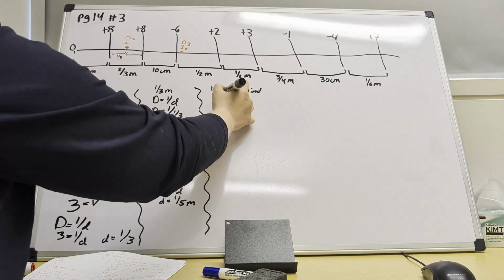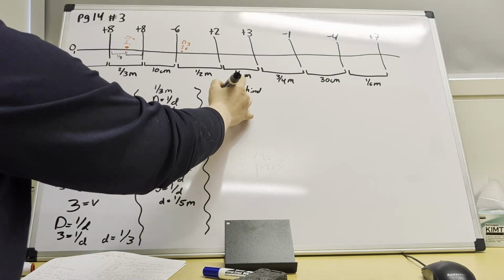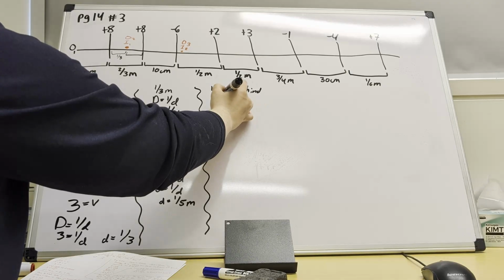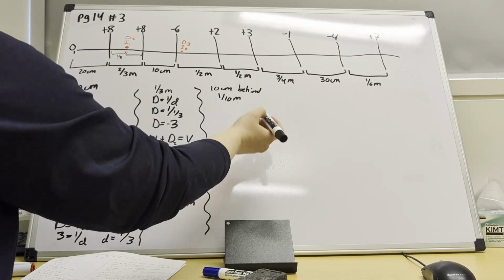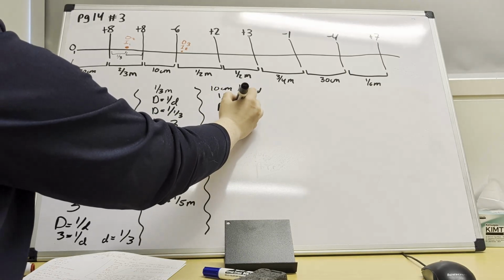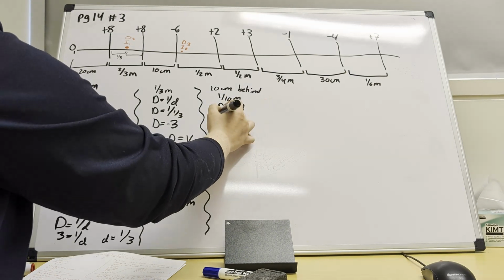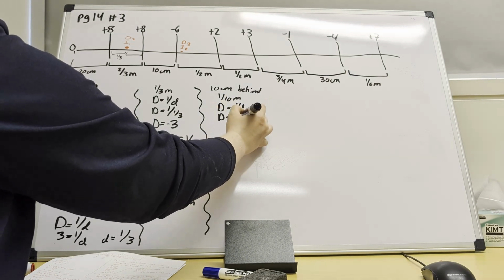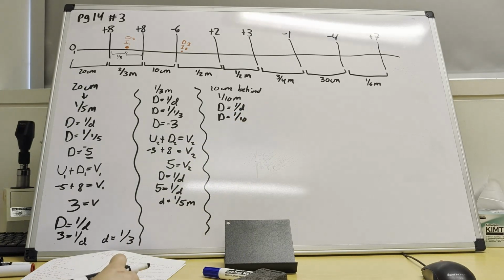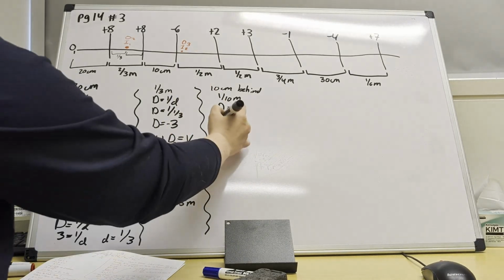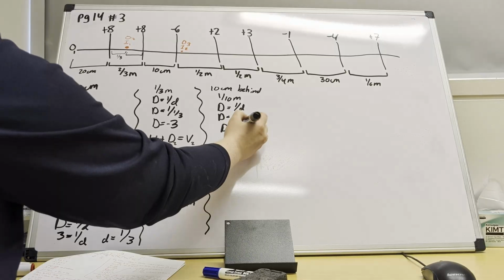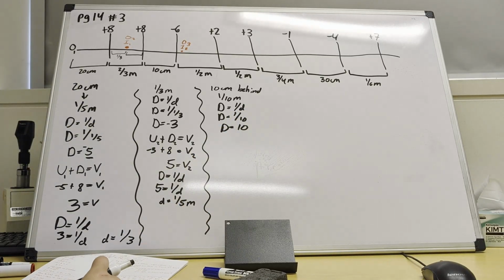So we still need to plug this into meters, which is going to be a tenth of a meter. Diopters equals 1 over distance. Diopters equals 1 over 1/10. When we simplify this, it becomes 10. It's going to be positive because it's behind.